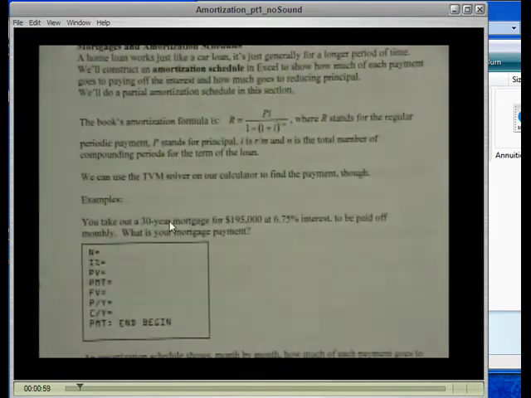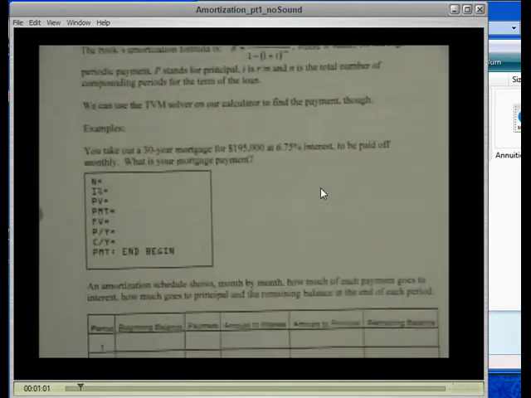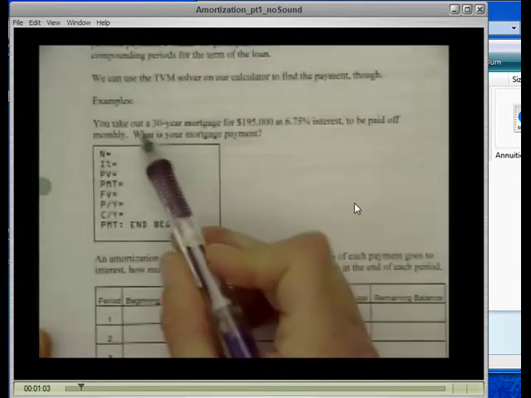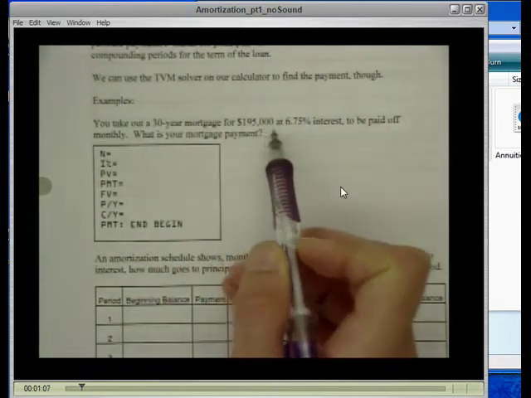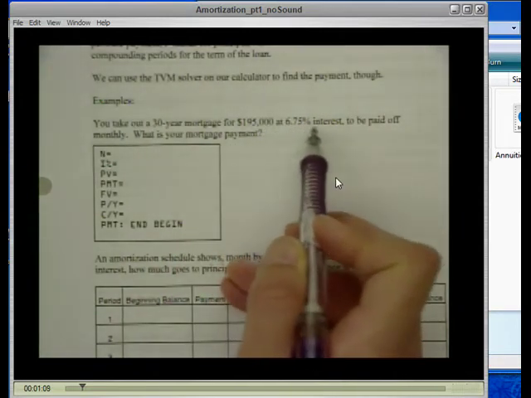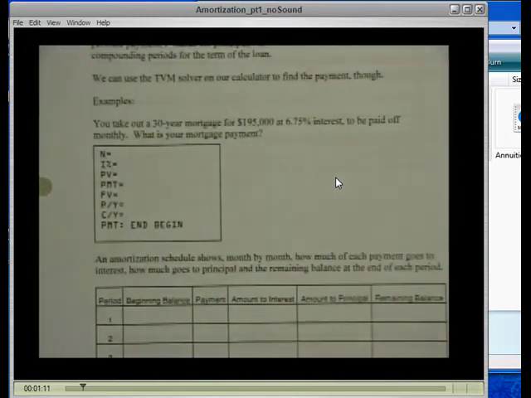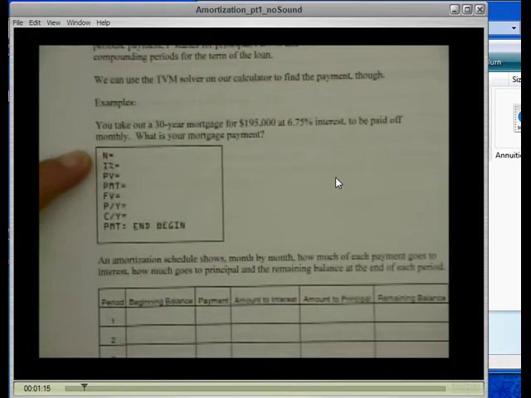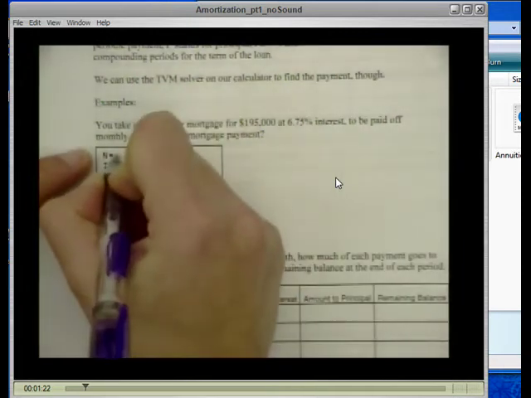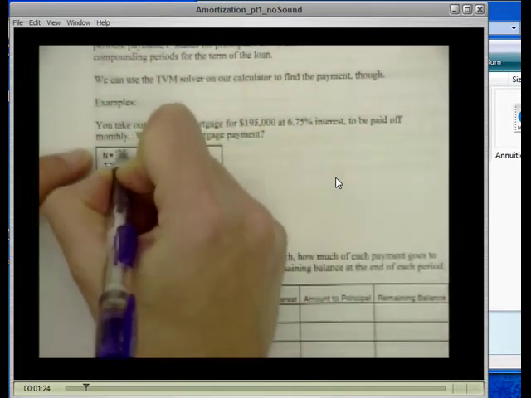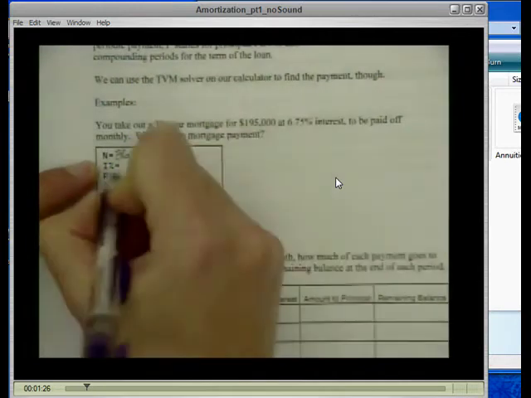Now, we can always use the TVM solver to calculate our payment, but this first example I'll show you we get the same answer either way. So it says you take out a 30-year mortgage for $195,000 at 6.75% interest to be paid off monthly. What is your mortgage payment? So we're trying to find the payment, or PMT, with the solver. And so N, well, it's 30 years and monthly payments, so 30 times 12, or 360.